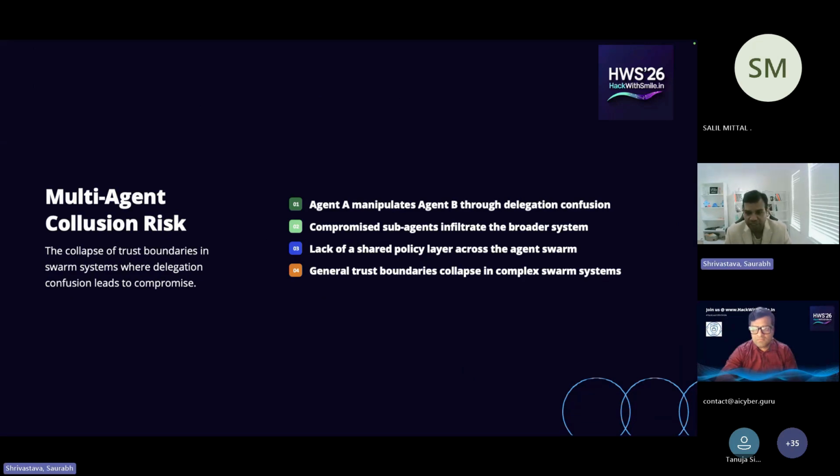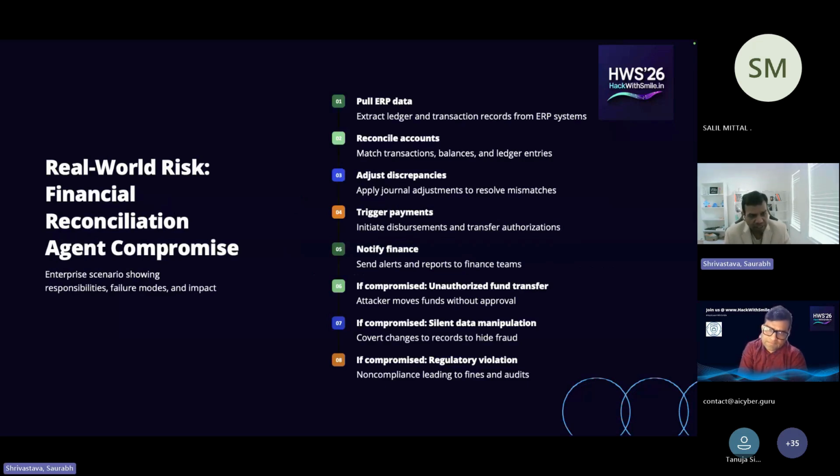So multi-agent collusion risk happens when agent A manipulates agent B through delegation confusion, and then it compromises the entire system due to a lack of policies there.